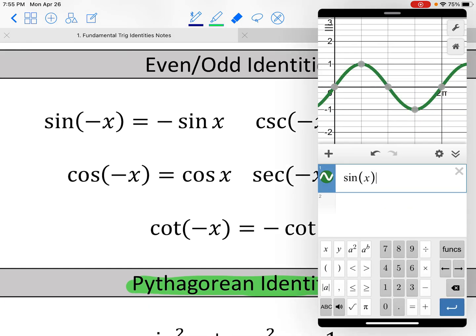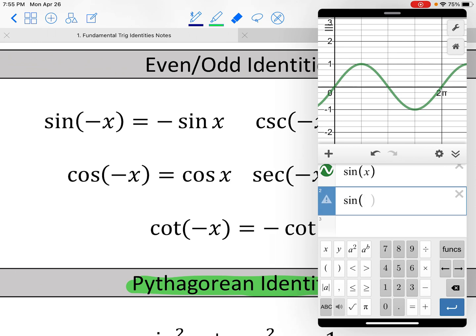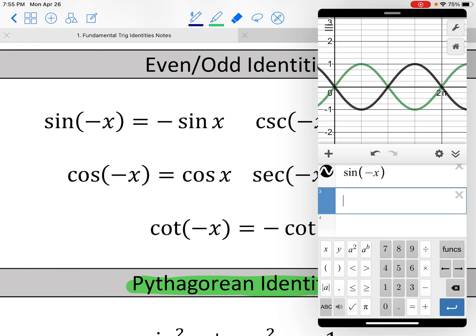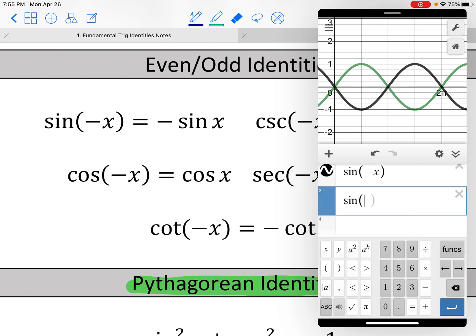So again, if we were to look at sine of x, there it is. I'm going to leave that in there. If we were to put a negative in there with x, so the sine of a negative x, that's going to reflect our graph over the y-axis. And what that's saying is if you were to take your sine curve and reflect it over the x-axis by moving the negative to the outside, then it looks the same as when you reflect it over the y.